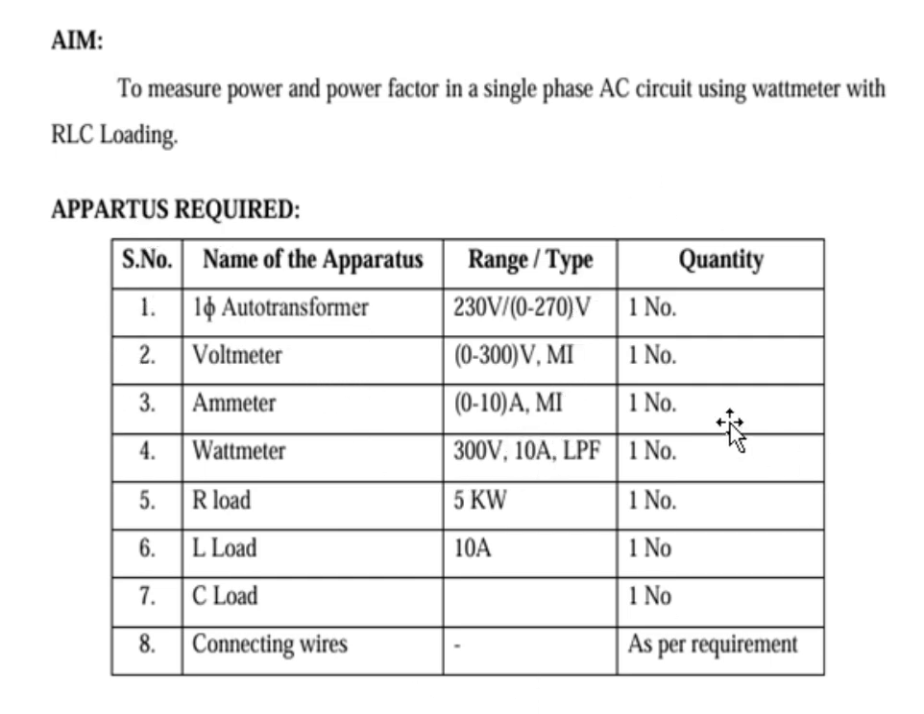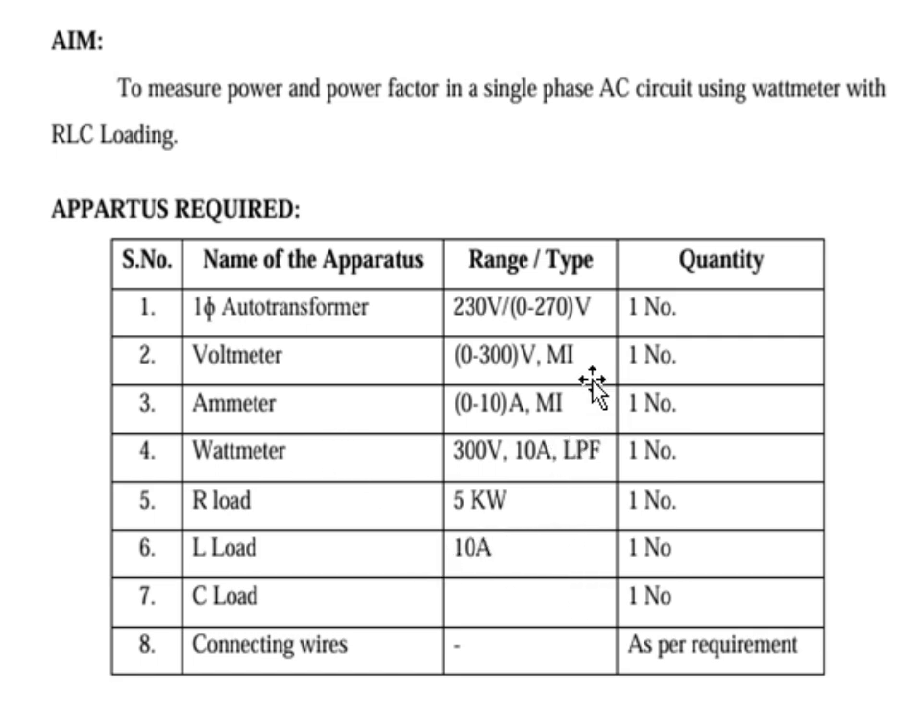These are all the basic components and apparatus we are going to use in this experiment. A single phase auto transformer, 230 volt, 1 number, and a voltmeter, 0 to 300 volt. MI is a type of voltmeter, moving iron type. 0 to 300 volt is the range, and 0 to 270 volt is the auto transformer range, and an ammeter, 0 to 10 amps is the range, and MI is the type. Moving iron type meters are used to measure both AC and DC voltage and current.